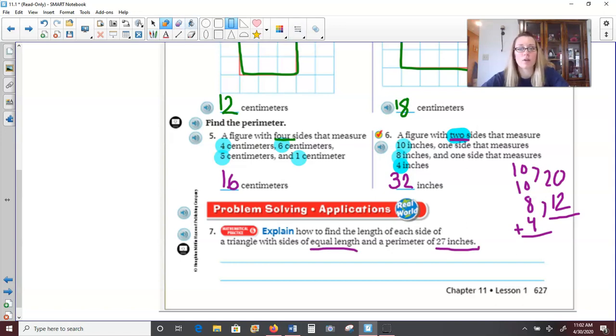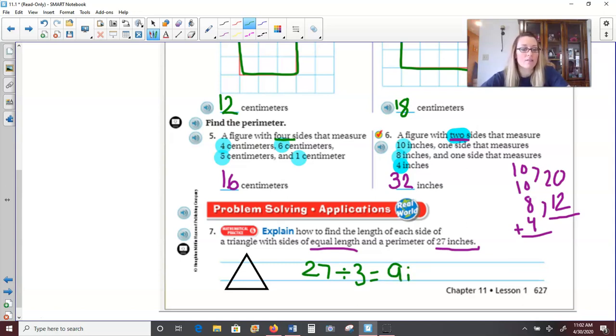So we know that a triangle has 3 sides, and it says that they are equal. So this would be an equilateral triangle. And if we know that the perimeter is 27 inches, we're simply going to take the total perimeter and we have to divide it by 3 because there are 3 sides in the triangle, and that would equal 9. And so 9 inches would be the length on each side.